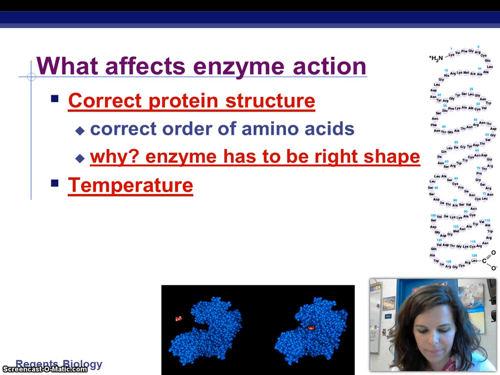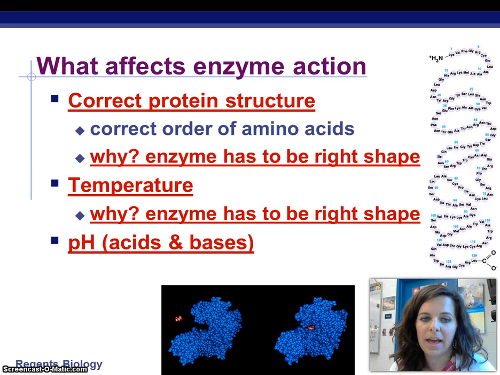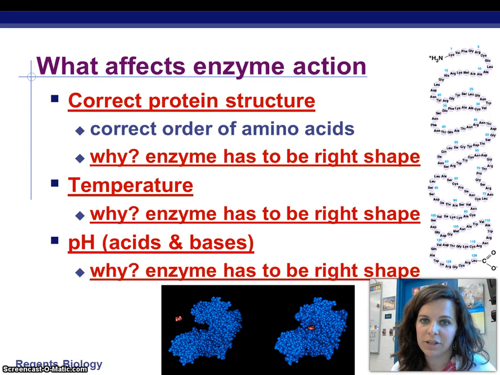Okay, so if you flip, we have temperature, because the enzyme has to be the right shape. That's also going to affect enzyme action, as well as pH. And why? The enzyme has to be the right shape. So the things that affect enzyme action affect it because they affect the shape of the enzyme. That's very important.